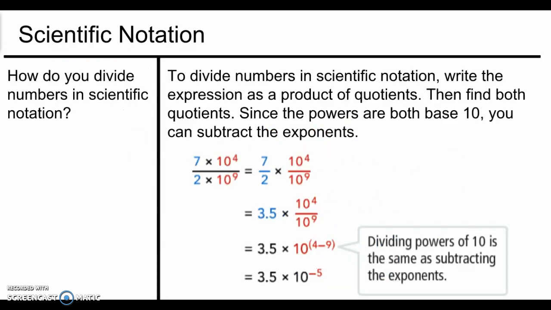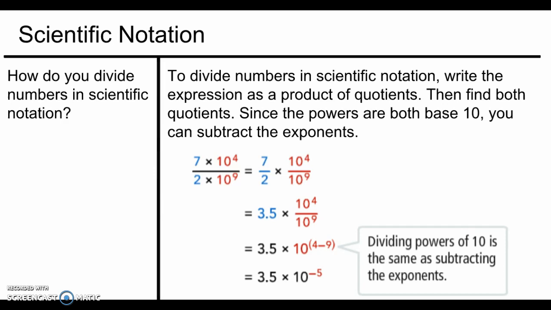All right, let's talk about dividing numbers in scientific notation. To divide numbers in scientific notation, write the expression as a product of the quotient. Then you find the quotient. Since the powers are both base 10, you can subtract the exponents.